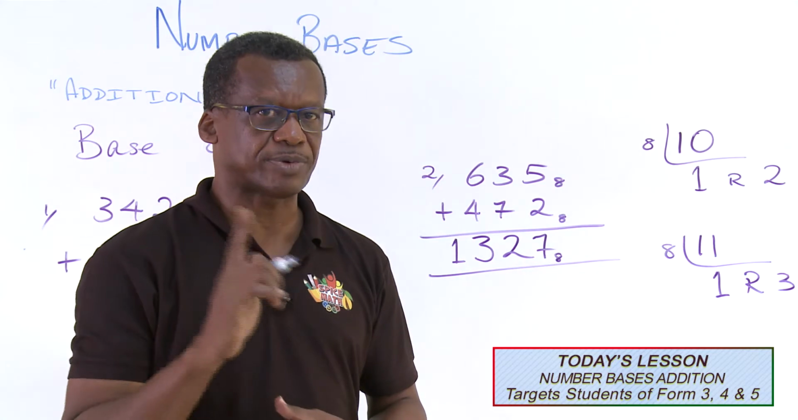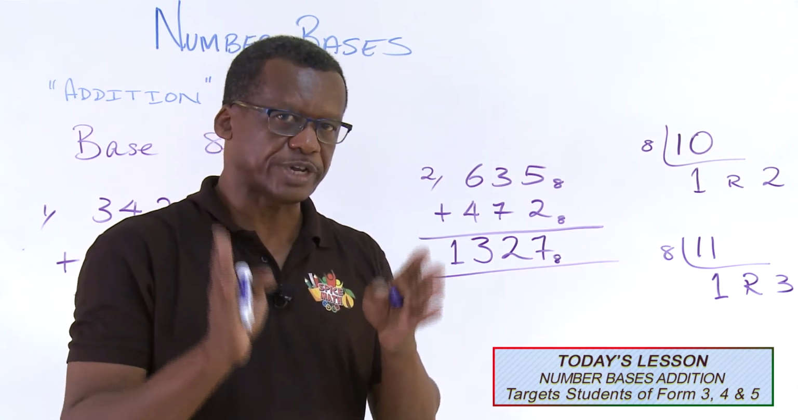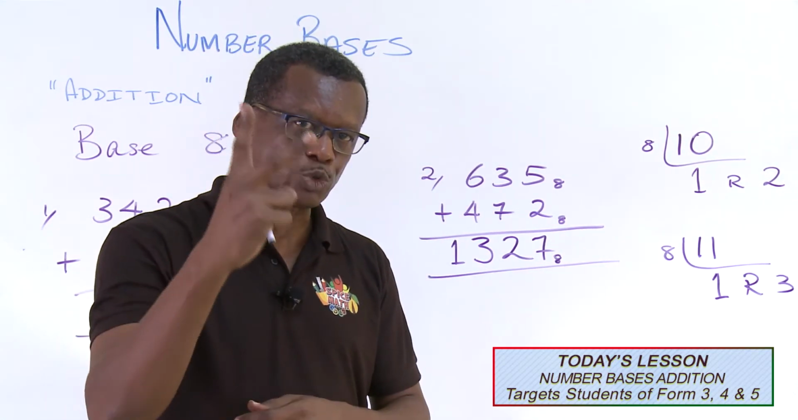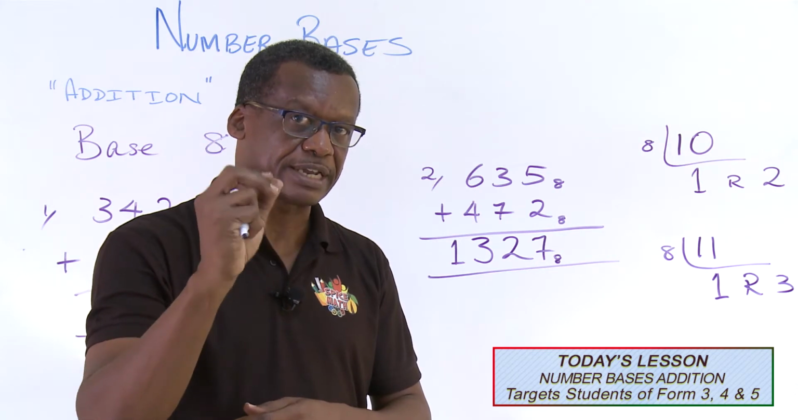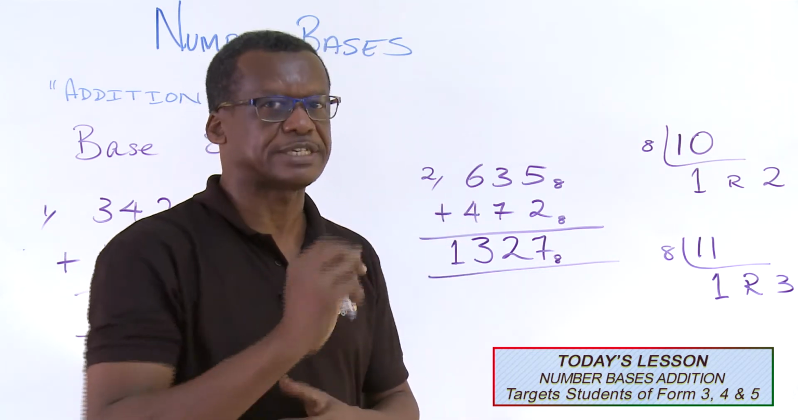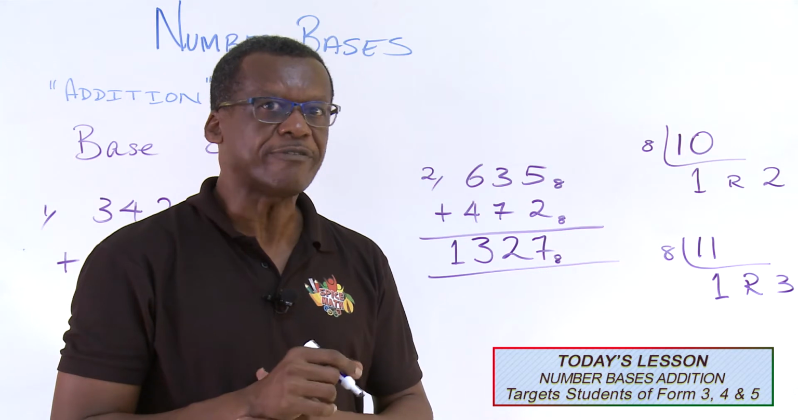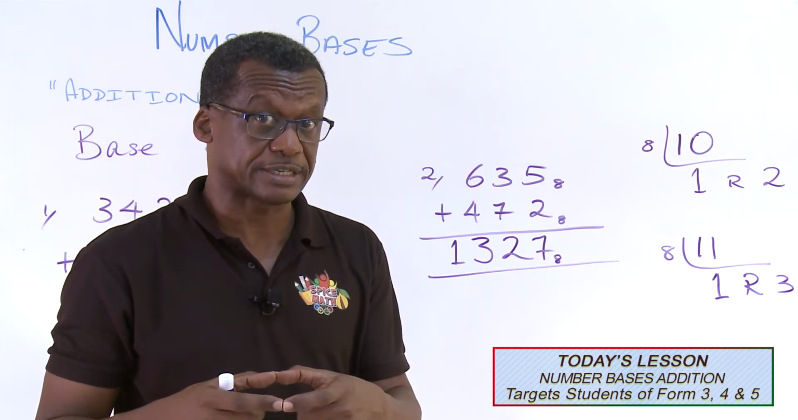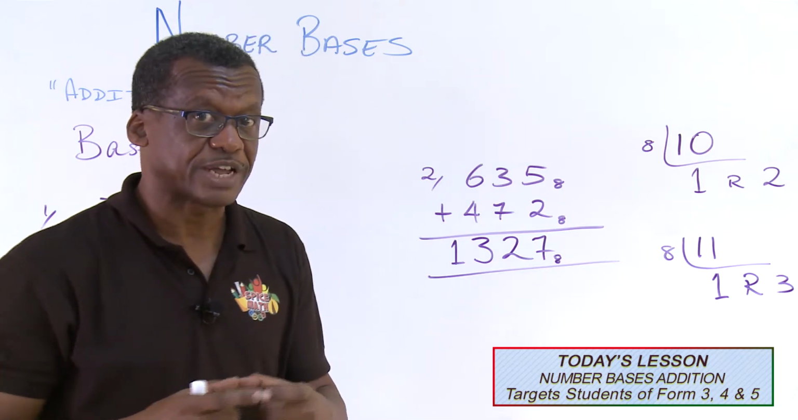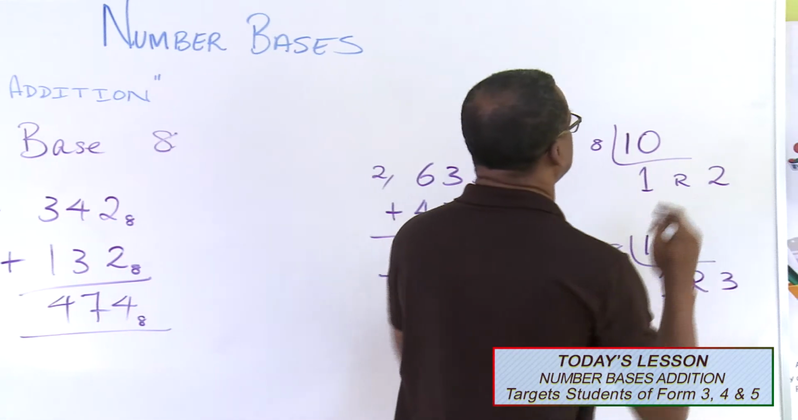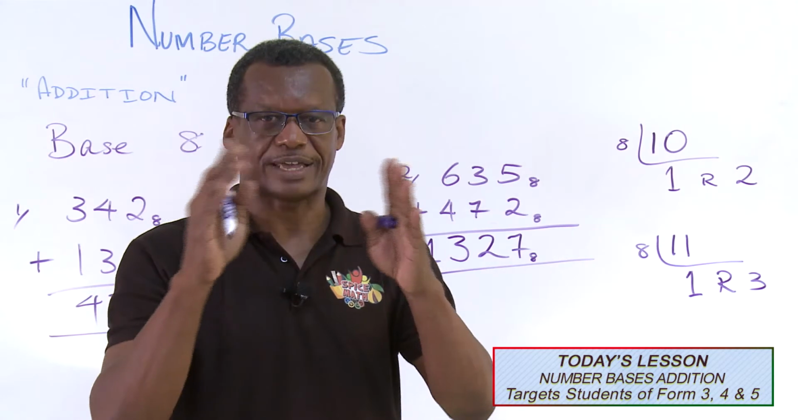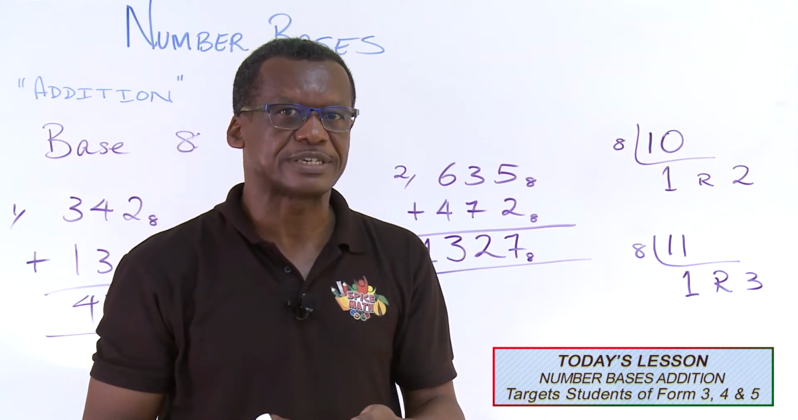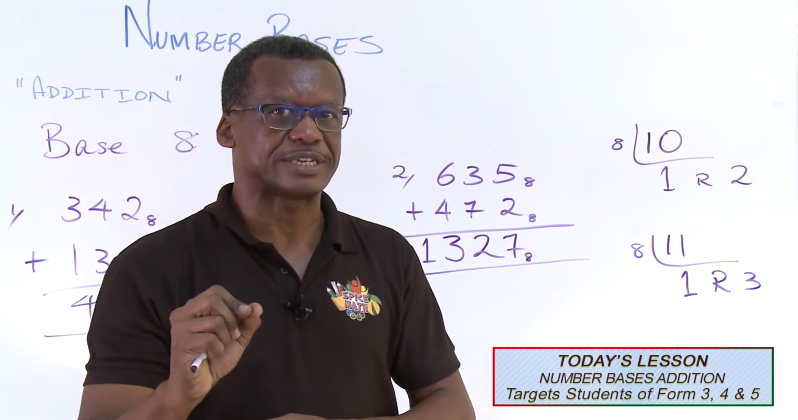Okay? So remember what the process is. If we're working in base 8 and you add 2 numbers and they're less than 8, you simply write it in. However, if you add 2 numbers and the sum is greater than 8, then you have to go over to the side and break it up into groups of 8, keeping track of the remainders.